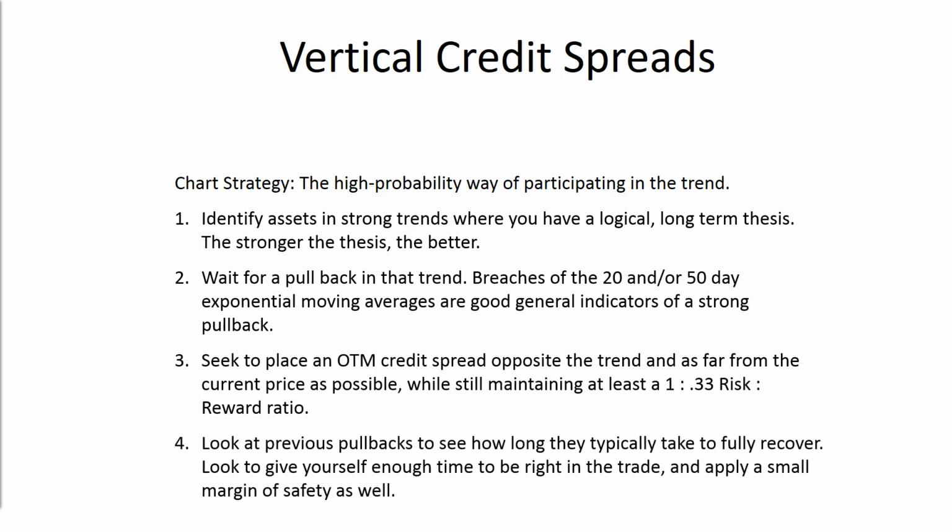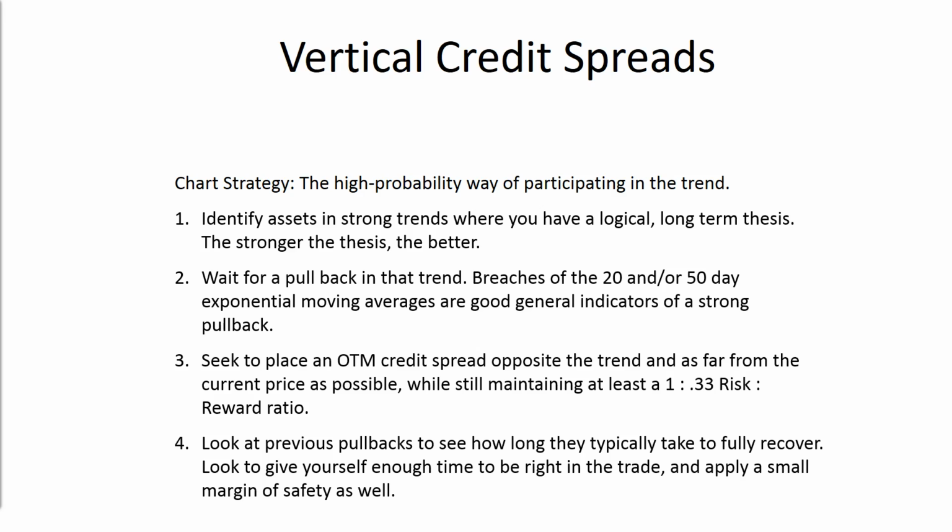Okay, so the idea is to find out how long it will take that asset to revert back into its trend, and then to sell spreads that give you a little more time to expiration than you think you might need to be right. At the same time, you don't want to give yourself too much time to be right, because then it'll just take too long to make profits, and you won't be using your capital as efficiently as you could be.